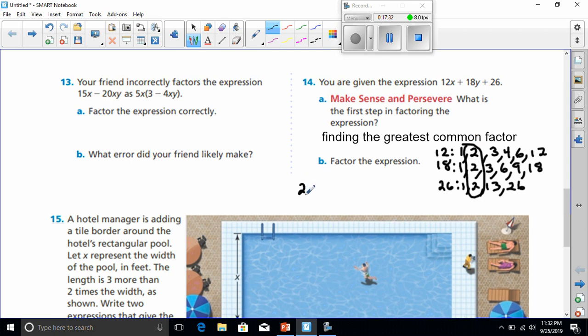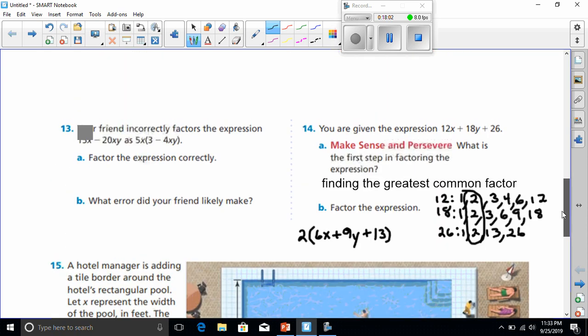If we have 2, 2 times what gives me 12x? That's 6x. And 2 times what will give me positive 18y? That'd be a positive 9y. And then 2 times what gives 26? Well, that would be 13. And there's our expression. All right, that was 14.